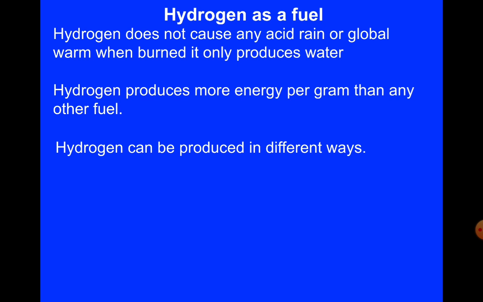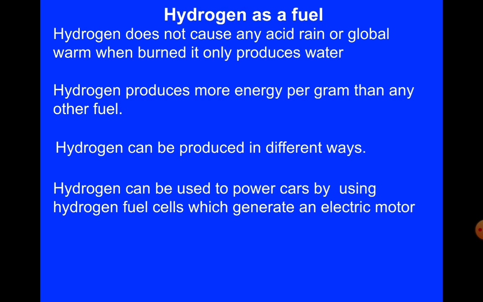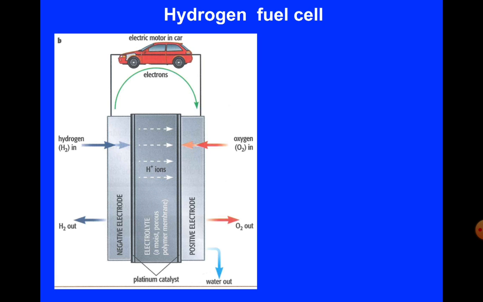Hydrogen can be produced in different ways. It can be used to power cars by using hydrogen fuel cells, which will generate electricity for an electric motor. In order to understand that in depth, you have to do A-level chemistry, but we will discuss a little bit the hydrogen fuel cell. It's like a cycle of hydrogen going in, going out, oxygen going in, going out, and there's a special catalyst that we use, and it can produce electrons, and the electrons are actually electricity.